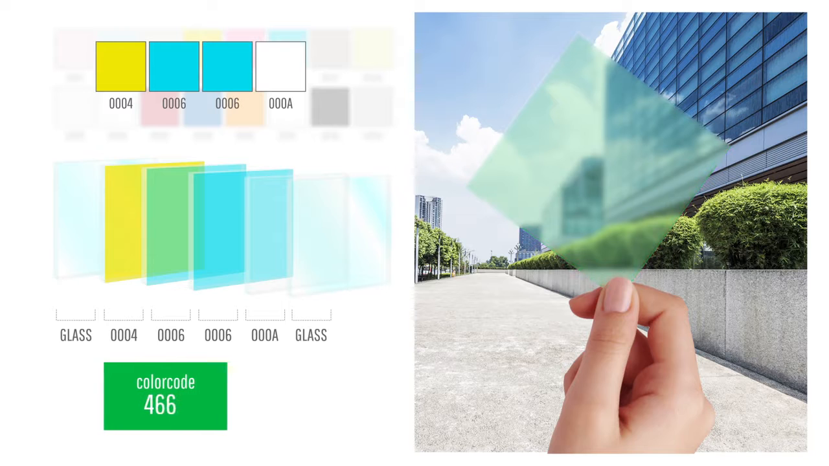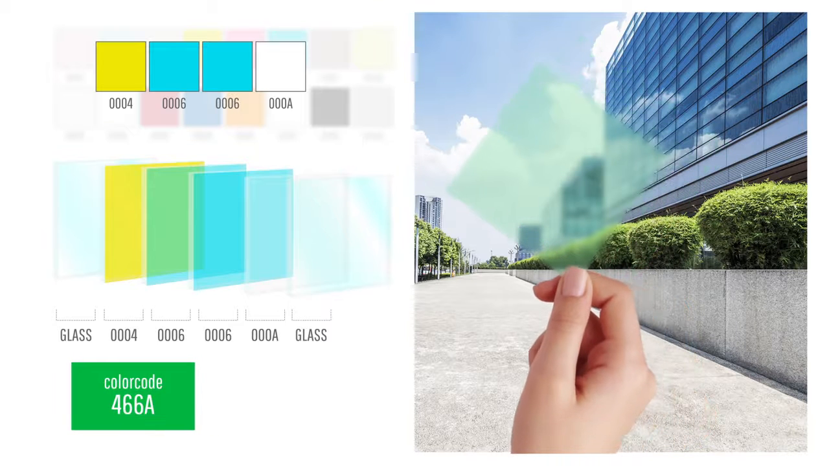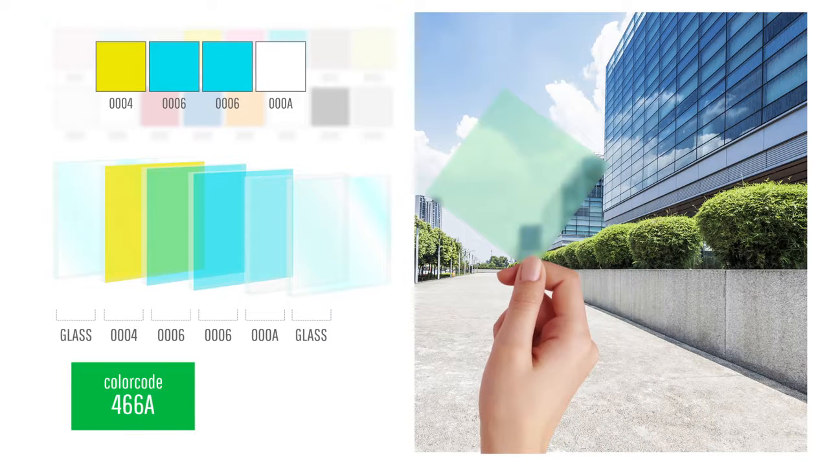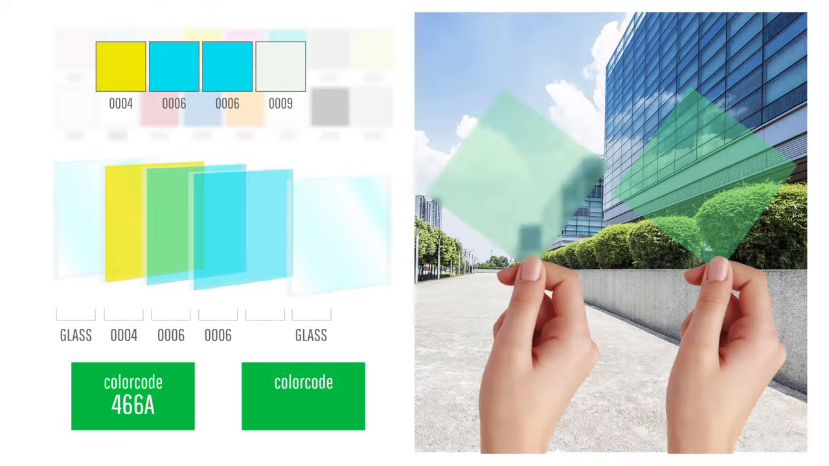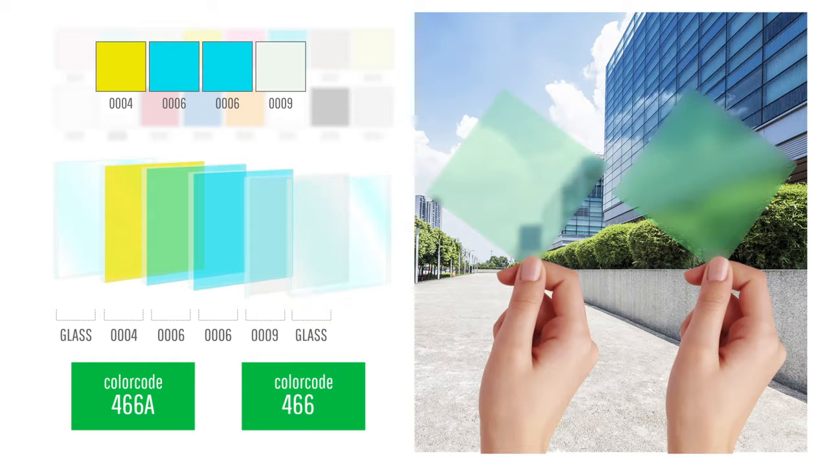On the left is the effect with Cool White, code A, giving us the Vanceva color code 466A. On the right, the final product with Arctic Snow, code 9, would be 4669. The order of your interlayers can make a dramatic difference.